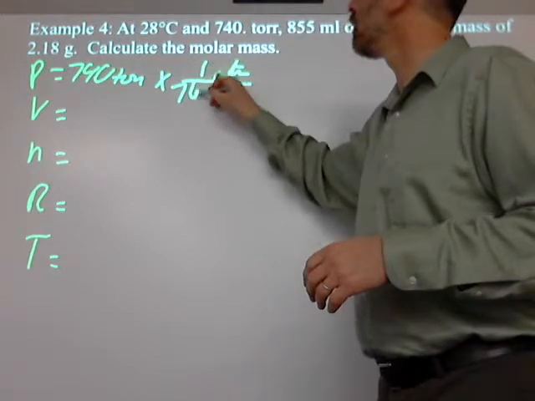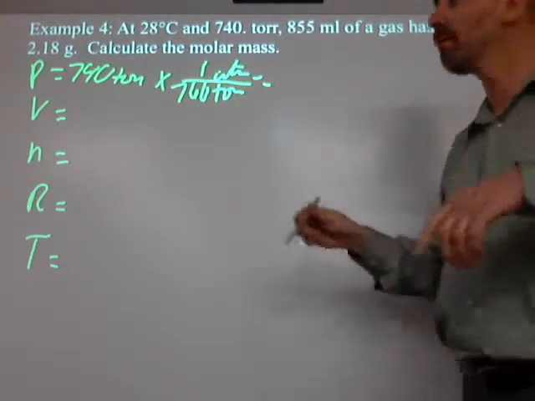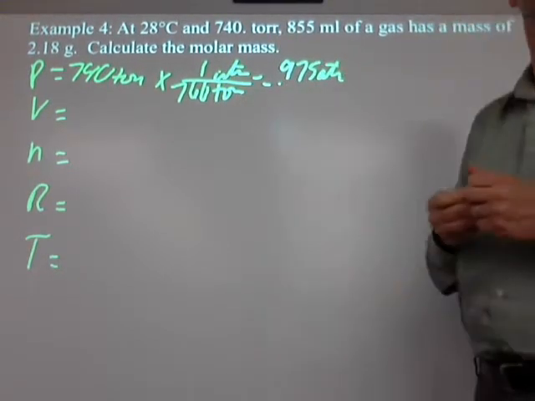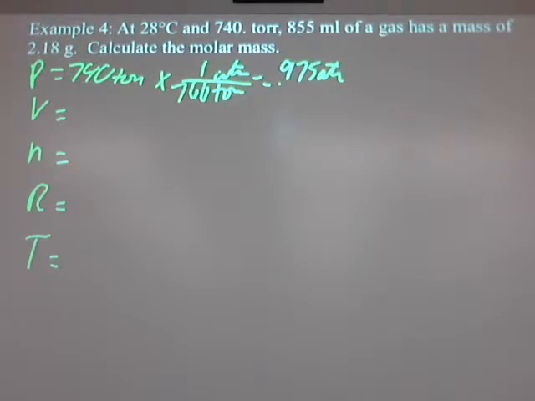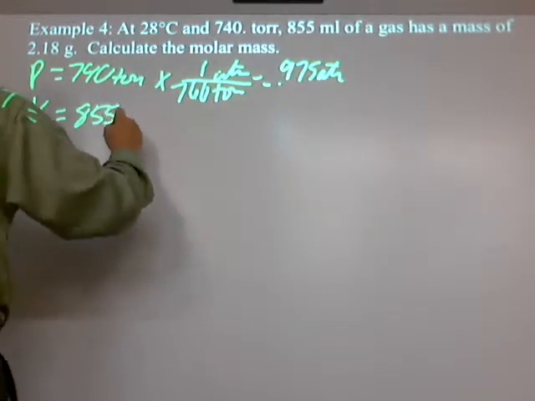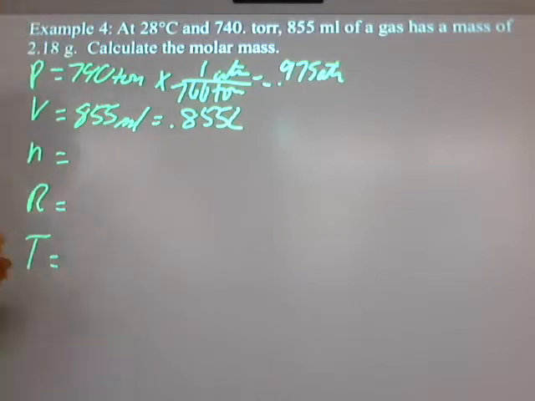One atmosphere contains 760 torr. What do you get for that? 0.975 atmospheres. What about my volume? Can't use that either. It's 855 milliliters, right? But it's going to be 0.855 liters. Okay, not bad.